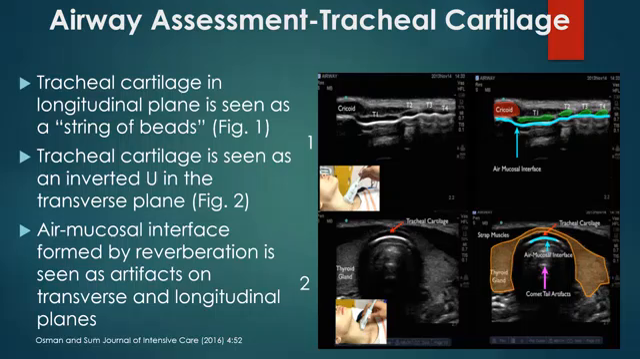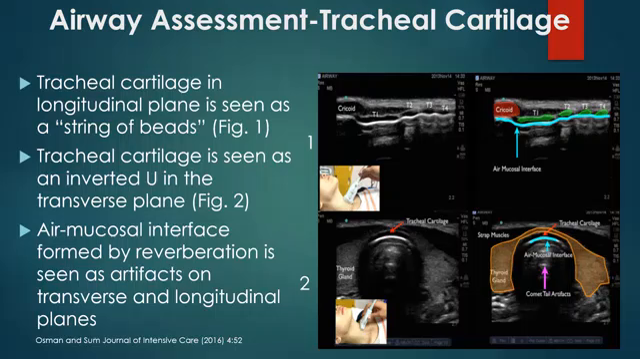But you can see here in figure 1, you've got a string of beads progressing from right to left, and it's seen as an inverted U in the transverse plane, as you can see here in figure 2. And then you have an air mucosal interface formed by reverberation, seen as artifacts on transverse and longitudinal planes. You can also see cartilage. Here is a nice view of the thyroid gland. You have a nice comet tail artifact here, just some reverberation very similar to what you see in pulmonary, which we'll talk about in a moment.